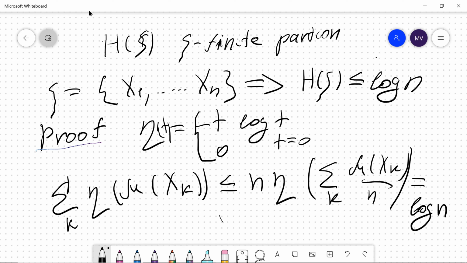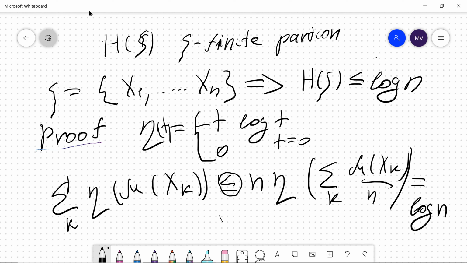So what I'm doing here is I multiply and divide by n, and I use an inequality. I think I'm using the Jensen inequality here, in this part. And I achieve this result. The second part of this proof is to prove the second property.